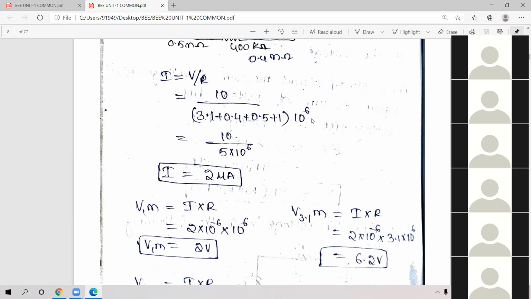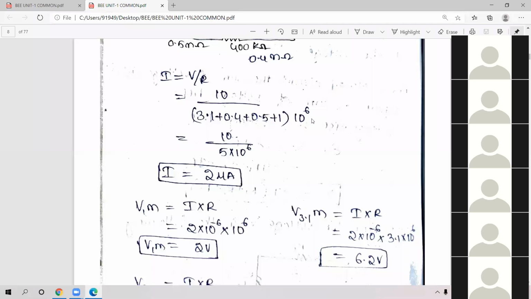What is R? Individually R values are different, no? So at V1, at 1 ohm, it is I into R, where I is 2 into 10 power of minus 6. The resistor R1 is 10 power of 6. So 10 power of minus 6 times 10 power of plus 6 gives 10 power of 0, and 10 power of 0 is 1. 1 into 2 is 2. Similarly, the voltage drop across 3.1 mega ohm.